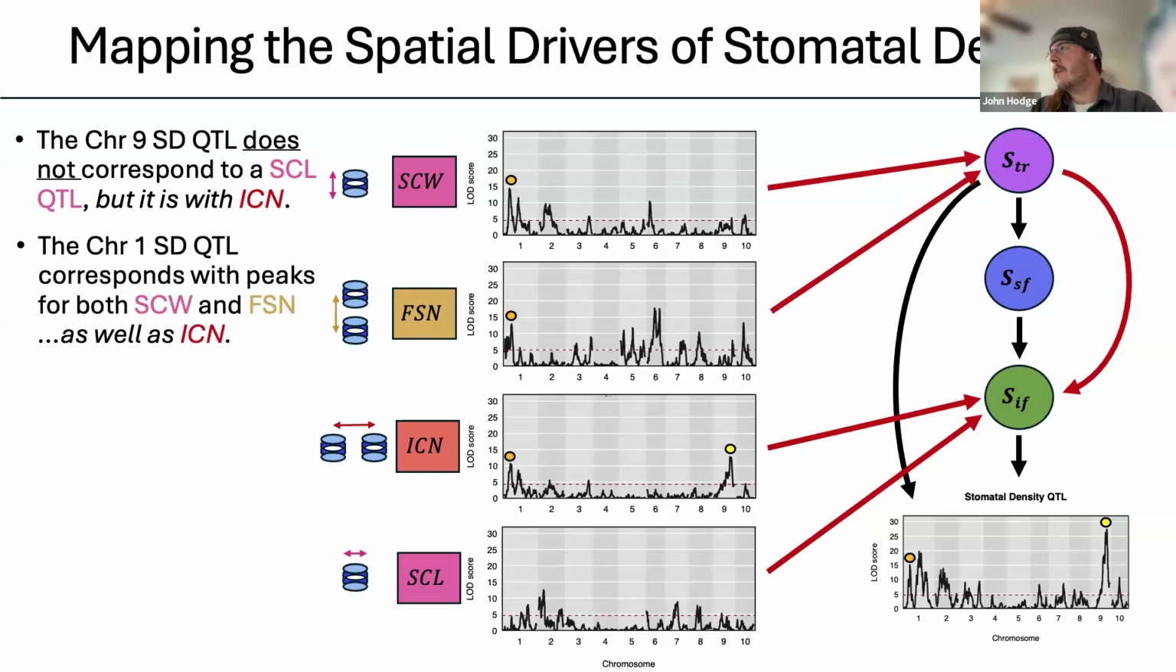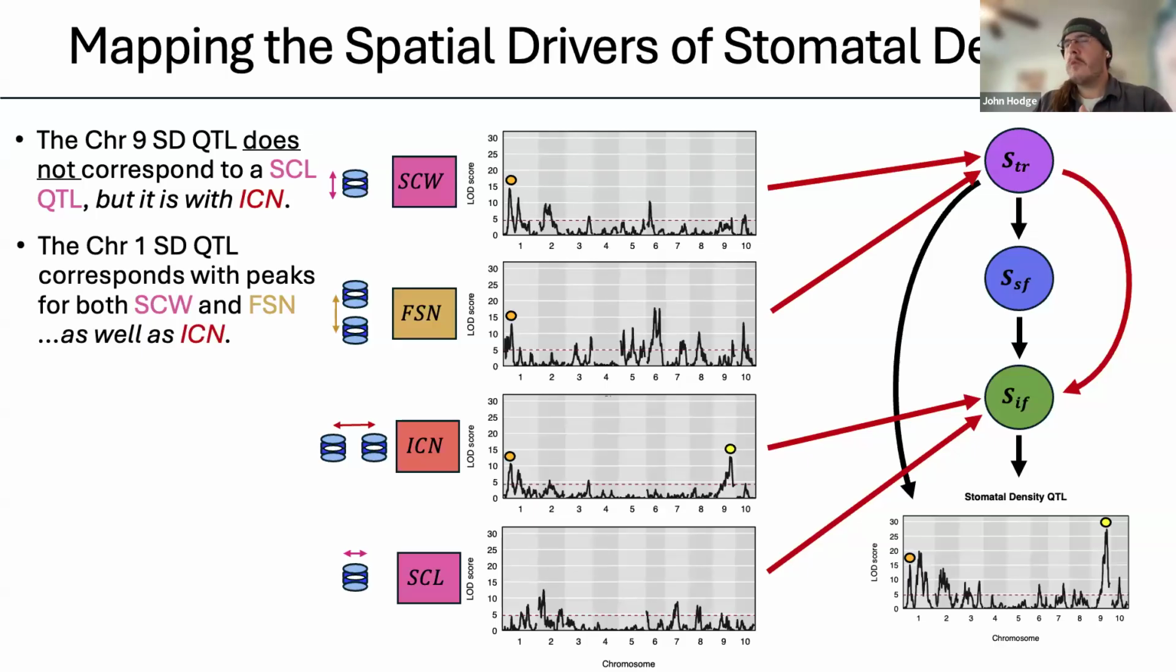In addition, as we now move a little bit further up and think about where that trench signal could be coming from, it is actually lighting up across the board, where we're seeing it both for stomatal complex width and file spacing number. And oddly enough, it's also lighting up for the intervening cell number.